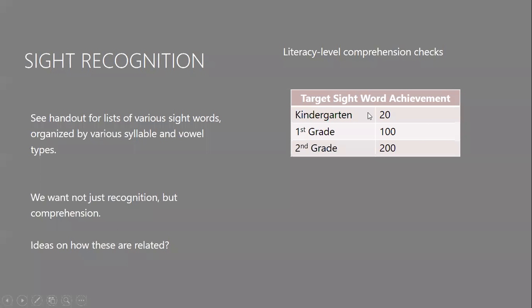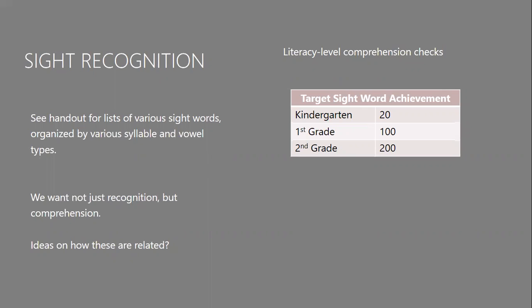All right, so last one, you guys are doing great. Sight recognition. So this is the last strand on the bottom half of our reading rope. So again, your handout has a list of various sight words. They're all organized by various syllable and vowel types. So I had a lot of fun putting that together.